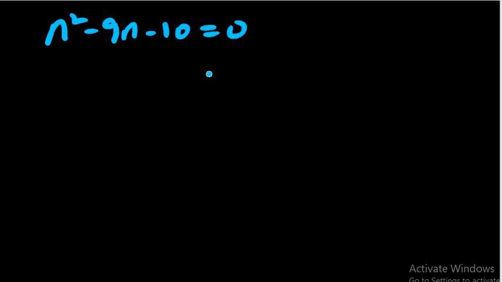Okay, somehow longer, but it's okay. Somehow an interesting question. What to do? n square minus 9n minus 10 is equal to 0. This time we can apply the formula directly. The formula, you know, negative b.